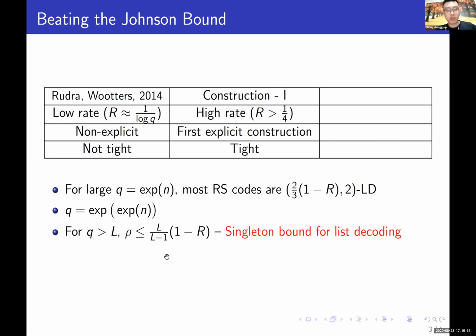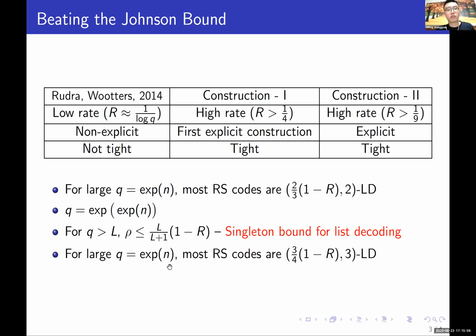Finally, our construction is tight, as we also prove the following Singleton-type bound for list decoding, which states that the decoding radius rho cannot exceed L over L plus 1 times (1 minus R). It is easy to see that if we let L equal 1, then this bound reduces to the Singleton bound. And our code construction achieves this bound for L equals 2.